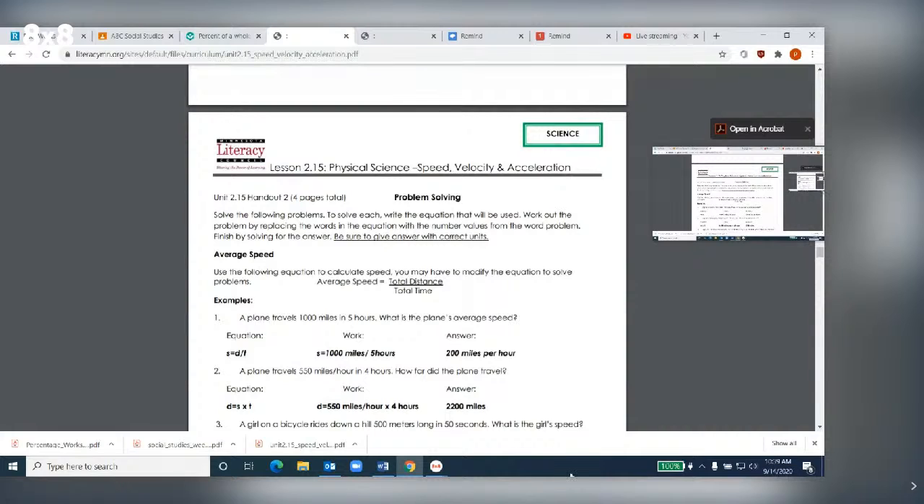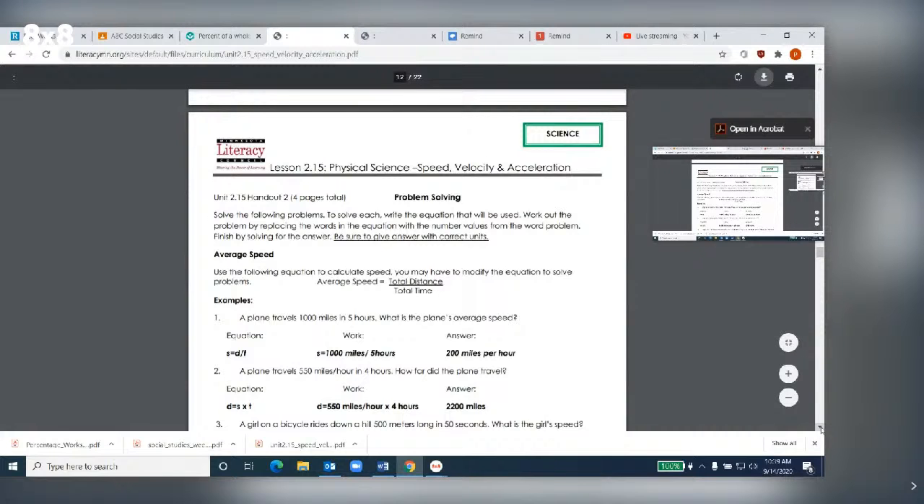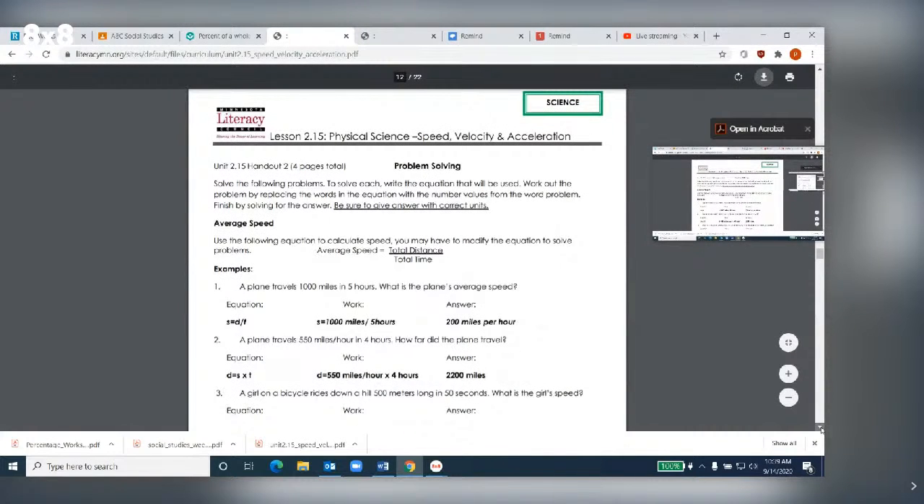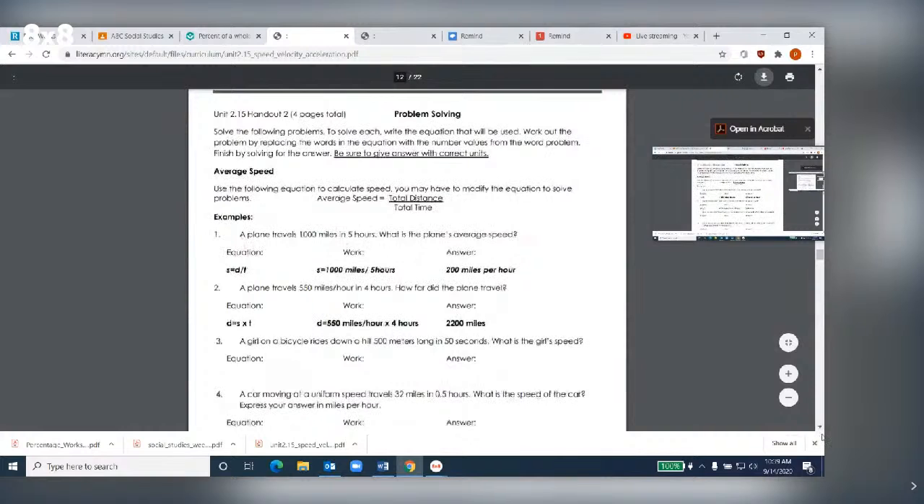Okay, this one, a girl on a bicycle rides down a hill 500 meters in 50 seconds. So the total distance is 500 meters divided by 50. The girl's speed is going to be 10 miles an hour.